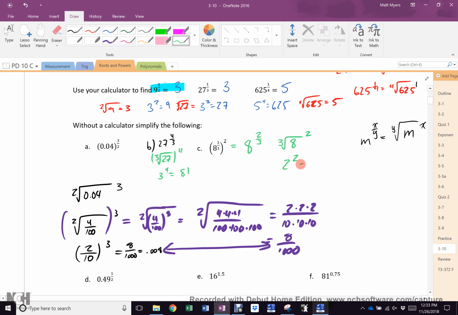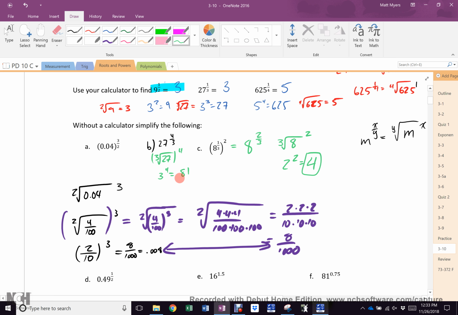2 squared is 4. Yes, Suhani? Because that's the rest of this question. 3 to the 4th power is 81. The cubed root of 27 is 3. So the cubed root of 27 to the 4th power is 81.